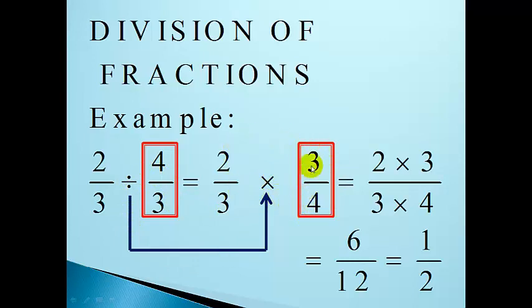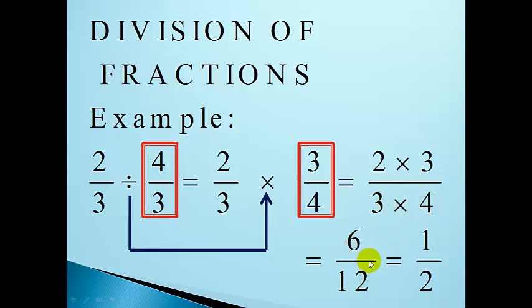So how do we multiply fractions? We multiply the numerators, so 2 times 3, divided by, we also multiply the denominators, so 3 times 4. Now 2 times 3 divided by 3 times 4. When you multiply 2 by 3, the answer is 6. And when you multiply 3 by 4, the answer is 12.